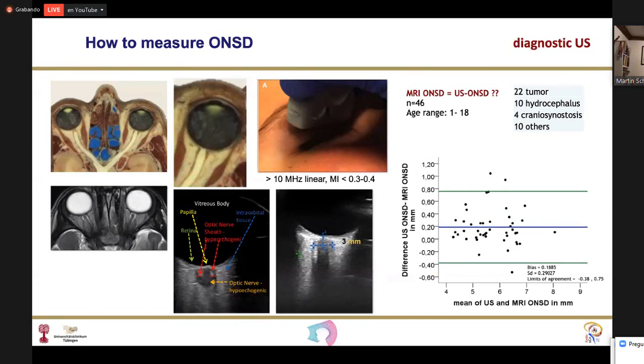It's 0.18. So MRI underestimates the true ONSD, and the gold standard actually is the ultrasound, it's not the MRI, by about 0.2 millimeters. So this is just something you have to keep in mind if you want to compare an old ultrasound ONSD with an actual ultrasound ONSD or with an MRI ONSD.